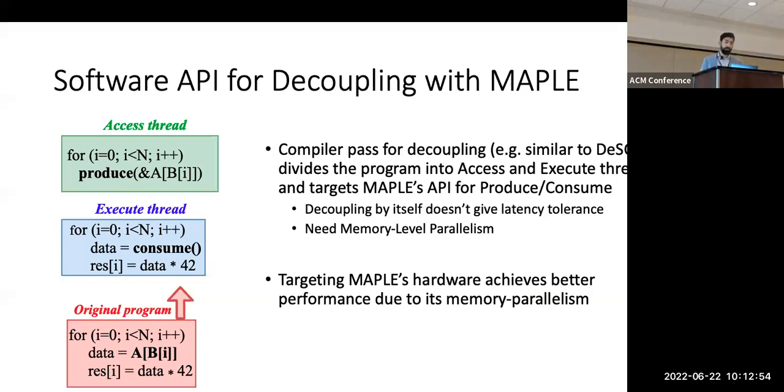So from the software side, although one could use the Maple API directly, we really programmers shouldn't do that manually. So instead, a compiler pass for decoupling slicing, like the one we reused from DeSC, could divide the program into access and execute threads, and then call the API functions for produce and consume. Decoupling by itself doesn't give you latency tolerance. The memory operations need to be fetched in parallel, and the thin in-order cores of the Manycore only can fetch oftentimes one at a time. So our API implements decoupling operations targeting Maple to achieve better hardware memory level parallelism.